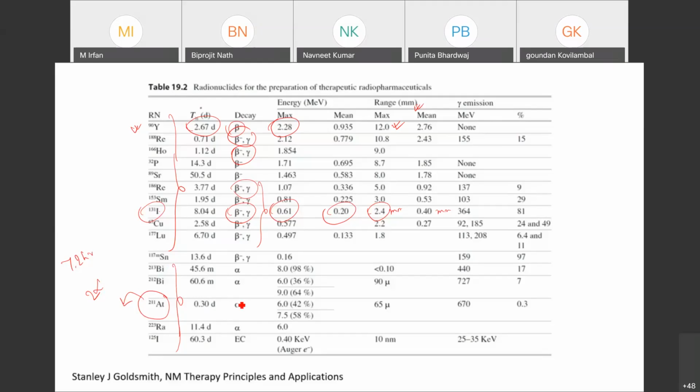If we check out the range of these alpha emitting radionuclides, we can see their range is in microns. But if we compare the range of these beta particle emitting radionuclides, their range is in millimeters. So now we can understand that beta particles have higher range, whatever the energy, whatever the particle be. But alpha particles have a lower range, and that too lies in microns or nanometers.